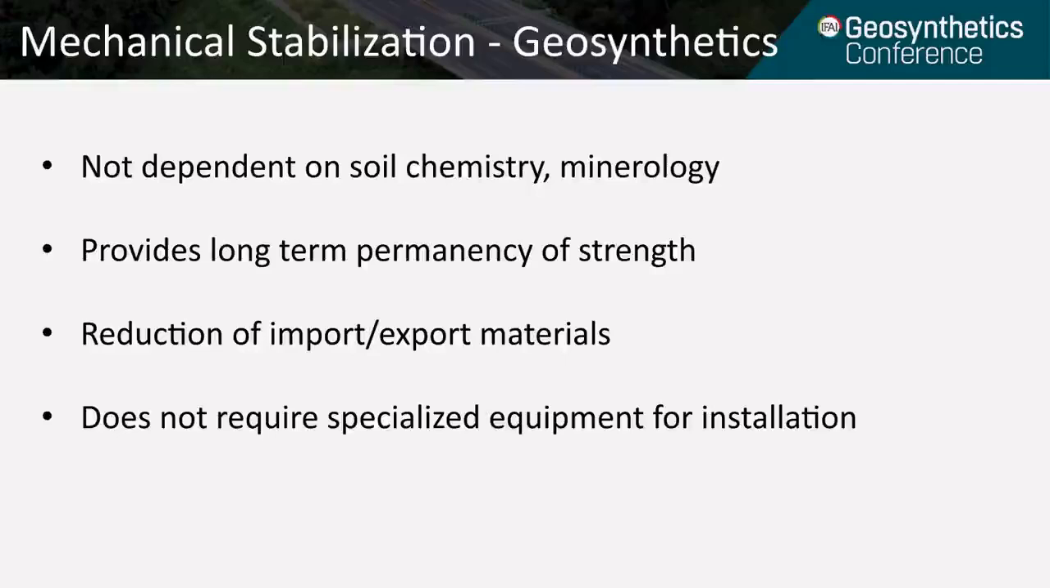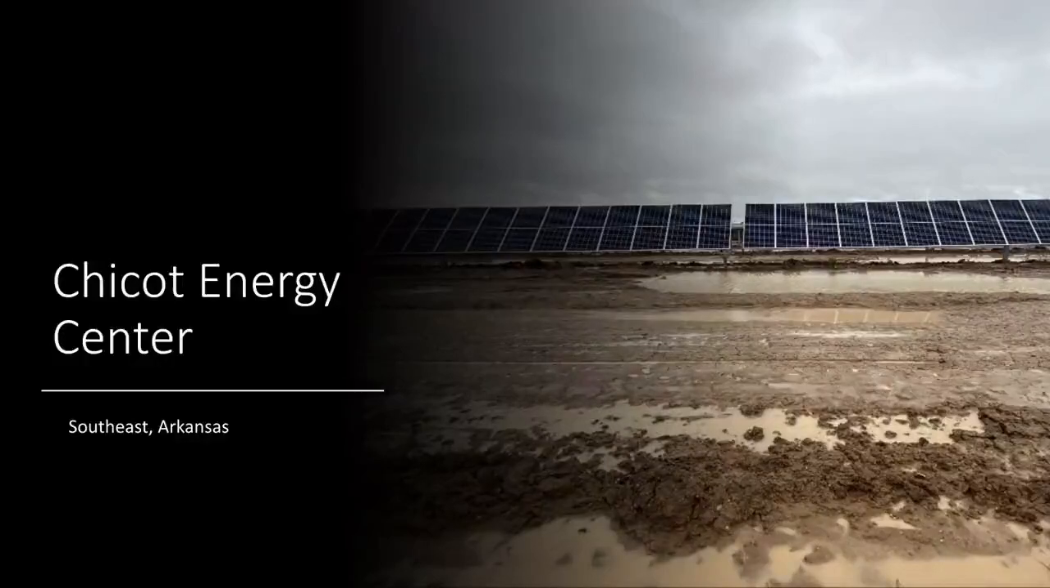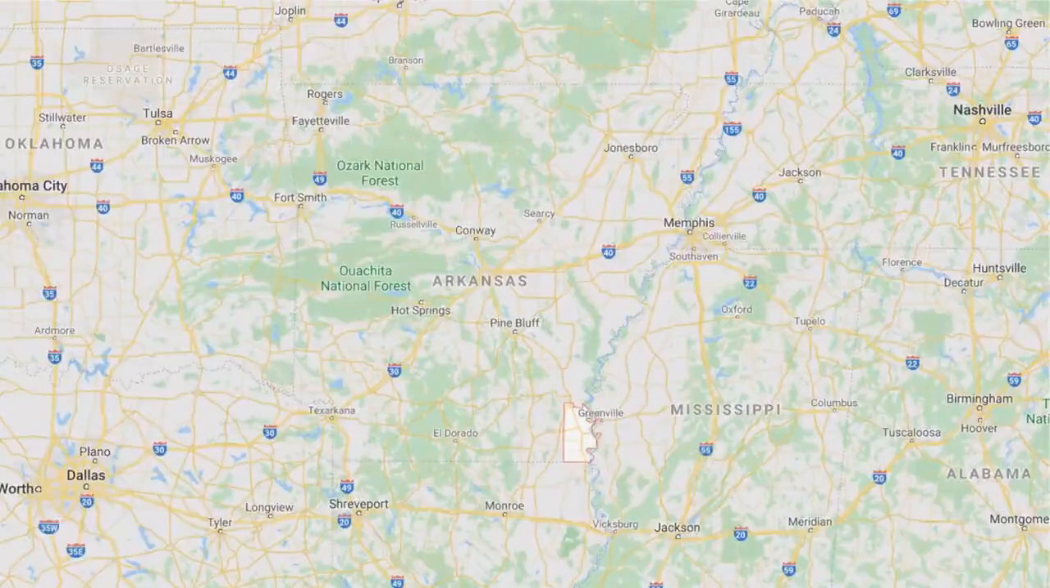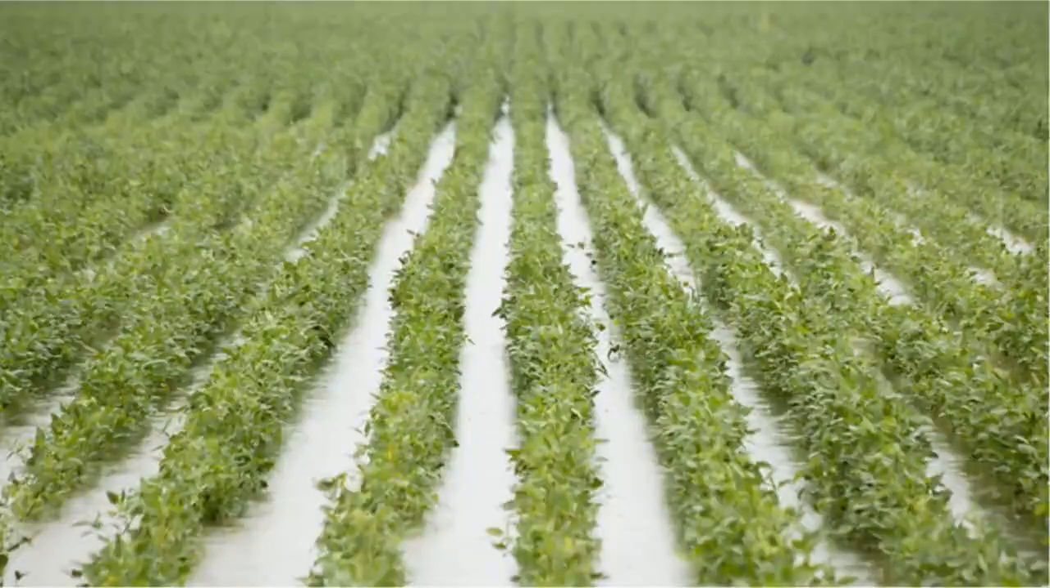Now let's take a look at two case studies using high-strength geotextiles for soft soil stabilization. The first project is the Chico Energy Center, located in Southeast Arkansas, and this is Arkansas's largest utility-scale solar energy project. It's located in the southeast corner of the state near Lake Village, and the Energy Center will span 825 acres. As mentioned previously, a lot of times with energy projects, a common theme is affordable land space, so we end up with these challenging soil conditions.